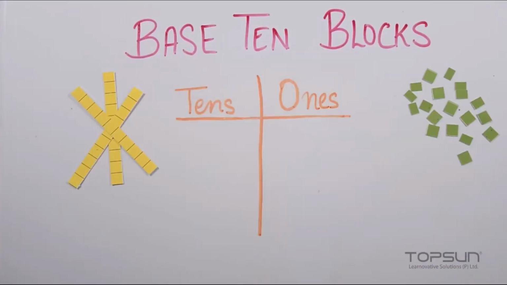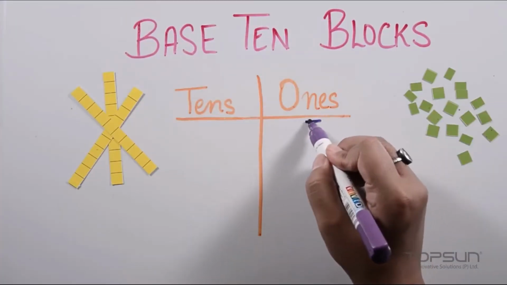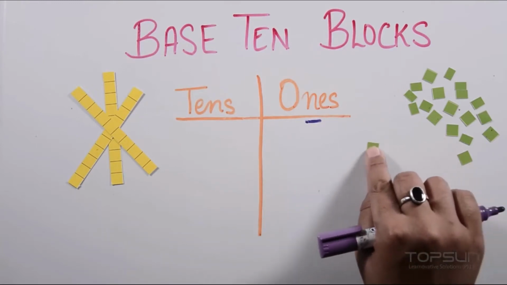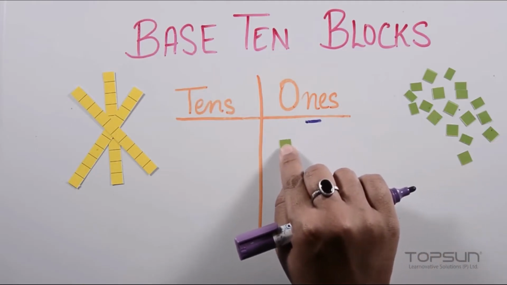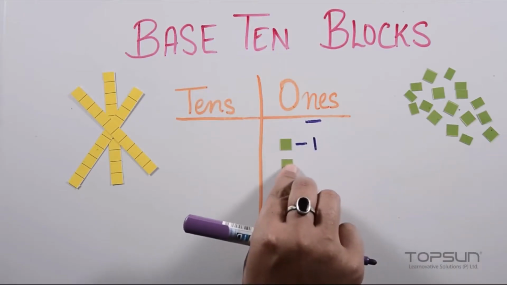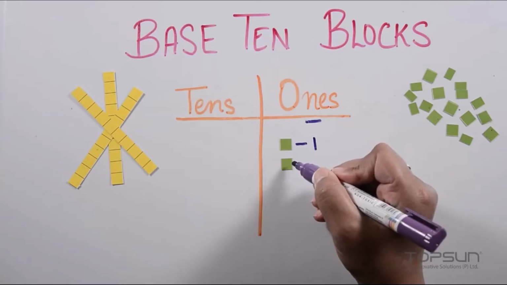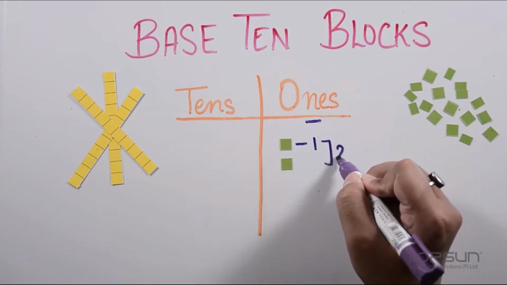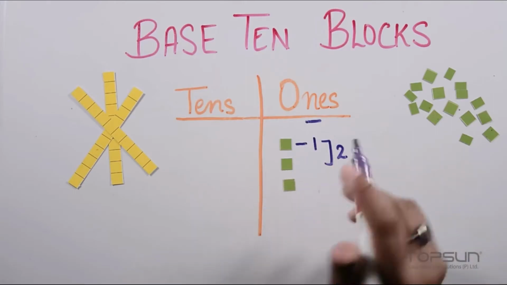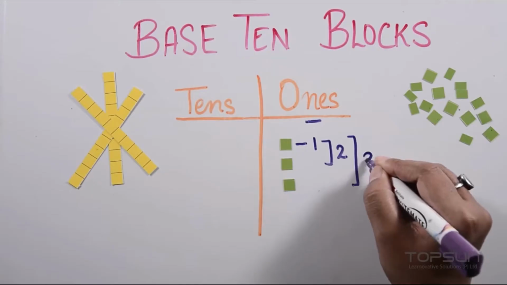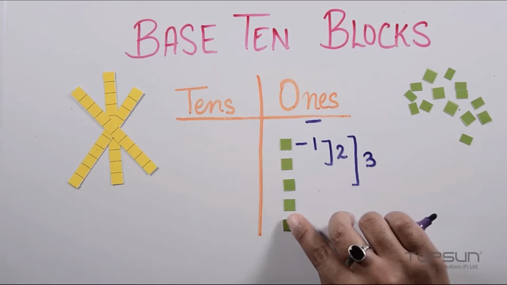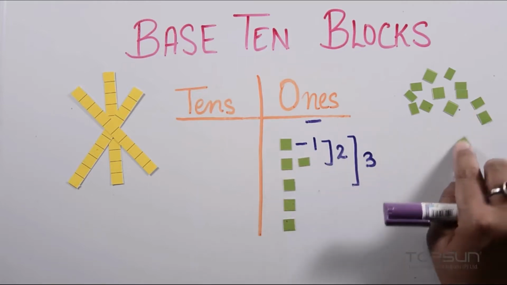Now kids may begin by placing unit blocks one at a time in the ones column. For each unit they place, ask them to record the number corresponding to the total number of units placed. Like here is our 1 unit, another 1 unit, so we have a total of 2 units. Now we have a total of 3 units. They continue this process until they accumulate all the 10 units.